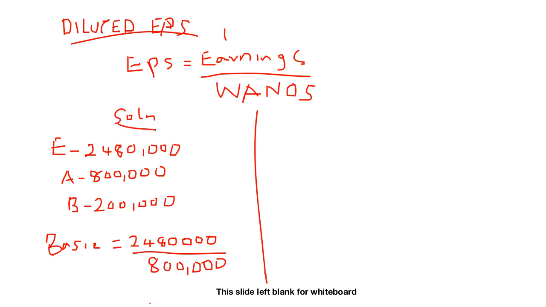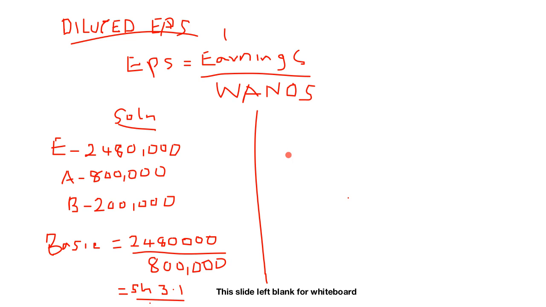3.1. So the basic earnings per share in this case will be 3.1 shillings. So please remember to indicate that, 3.1 shillings. So that is the basic earnings per share.